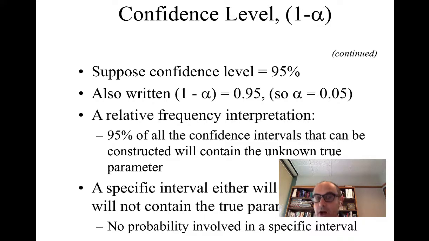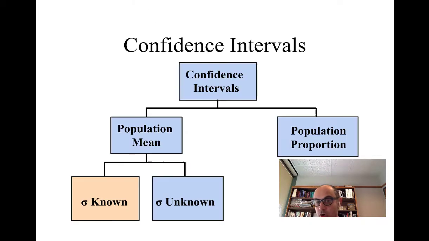So suppose the confidence level is 95%, also written as 0.05, and the idea here is how do we calculate it. When we are talking about confidence intervals, we usually talk about known or unknown sigma, and the population mean and the population proportion. This is where the confidence interval comes into play.